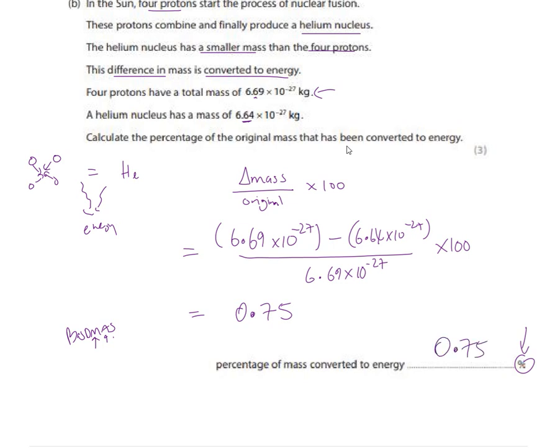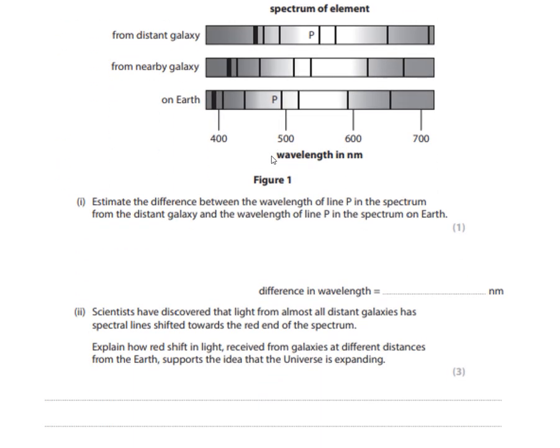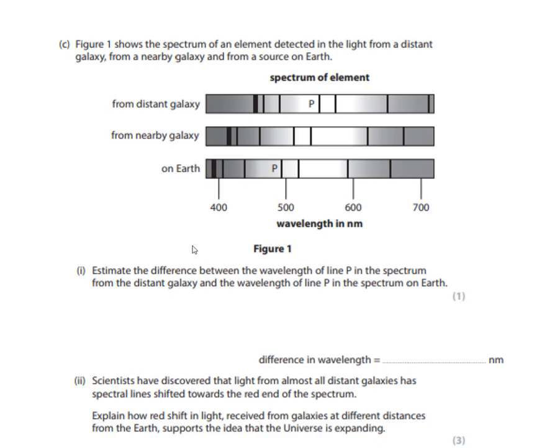This is already in percentage because I've multiplied by 100%, and this is done. You can see 3 easy marks for calculations. This is just a percentage change, something you guys have done in maths already. Let's move to the next one. Estimate the difference between line P. So we've got P here and we've got P here.